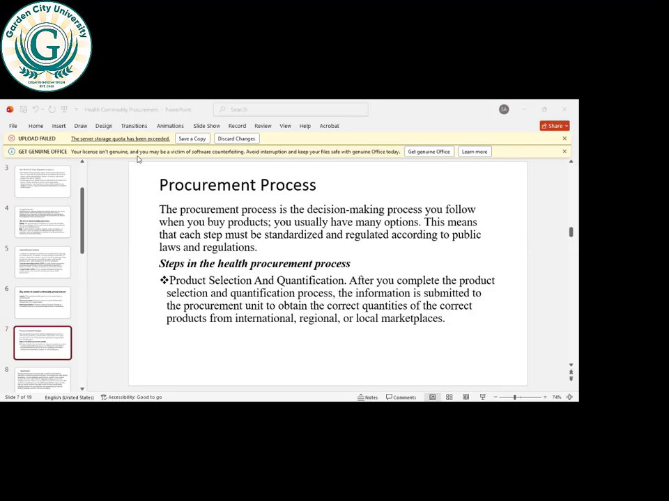Sir, please, I have a question. Yeah, Odun. Okay. Sir, please, can there be any advantage or disadvantage between the direct and the indirect procurement?